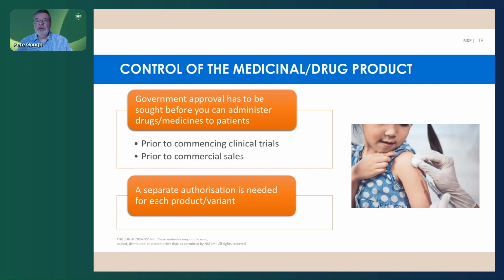Okay, so now looking at the controls of medicinal products or drug products in the EU, obviously, a company cannot decide that they're going to experiment on people, which is what a clinical trial is, and therefore the government has to give permission. So you have to give all of that preclinical toxicological information and say, can we start to administer this to people prior to commencing clinical trials? And then again, you have to make another application to the government prior to commencing commercial sales. And you need a separate authorization for each product or each variant of a product.